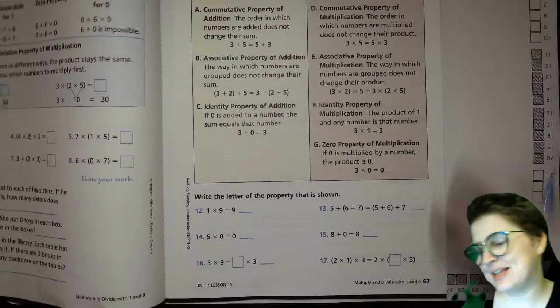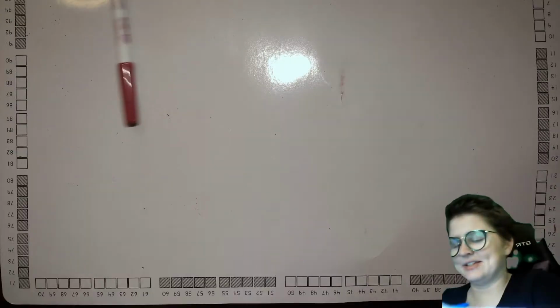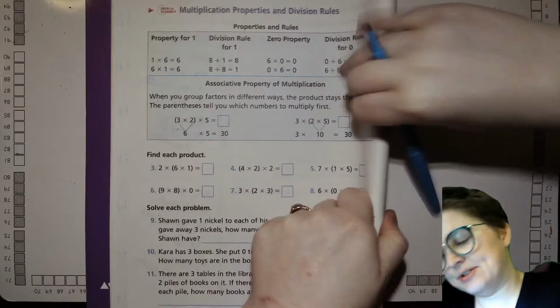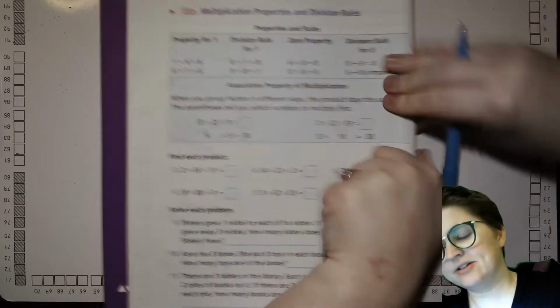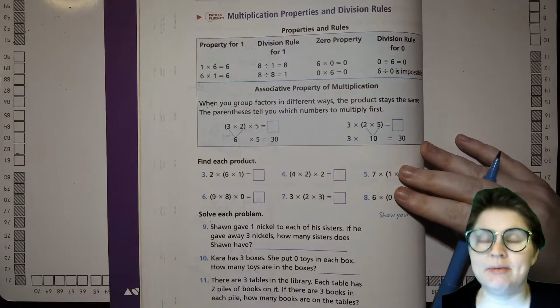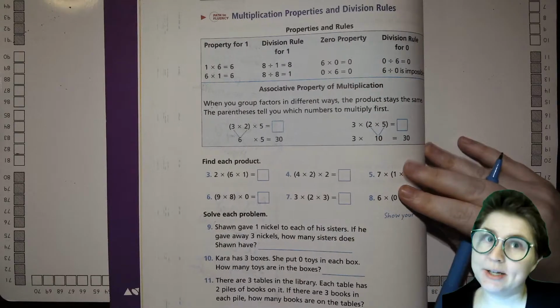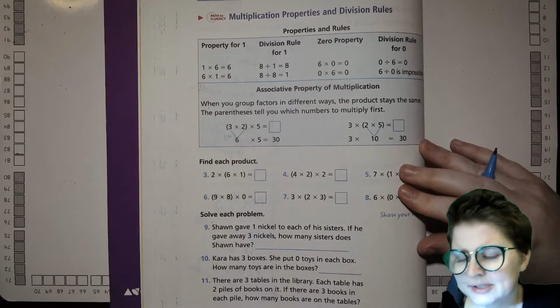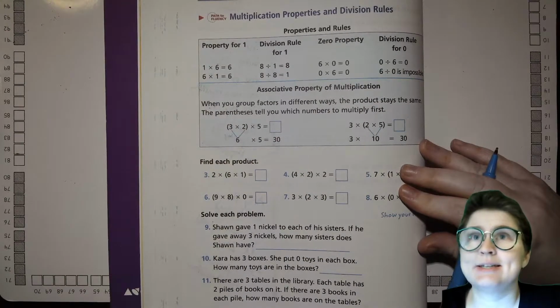All right, let's turn that page. Let's look at this side over here. So there are certain rules and properties, and these are helpful to know for when you're trying to be playful with math. You got to understand the rules so you know how to play the game, right? So property for 1, multiply anything by 1 and it's that same number.